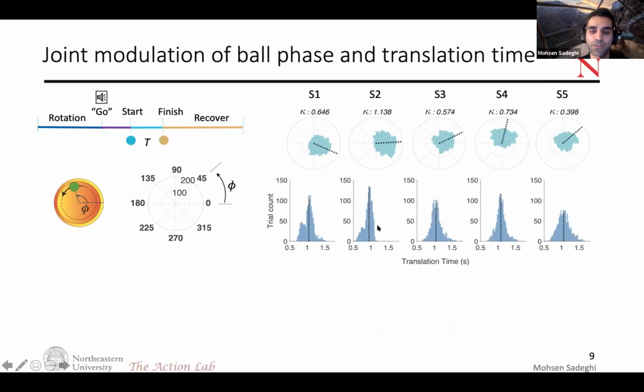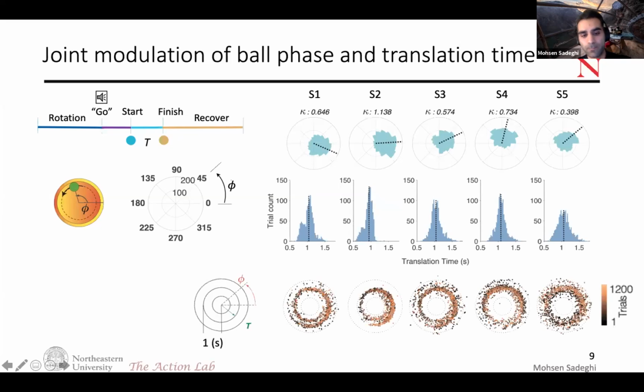And if we plot the translation time against the ball phase at the initiation of translation, we get a polar plot such as this, where the angular dimension is essentially the ball phase at the start of the discrete movement, and the distance from the center is the movement time, the translation time. And we plot those against each other, you see this interesting spiral pattern which indicates a linear relationship between the time and the initiation phase. And that is basically the case for at least 3 subjects, but not so much for 2 other subjects.